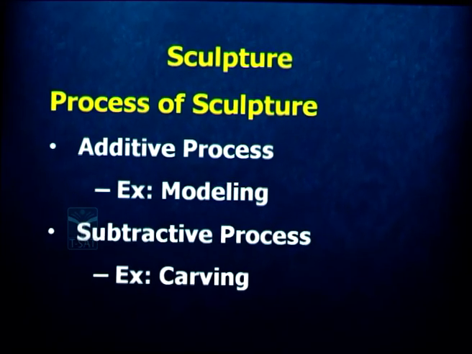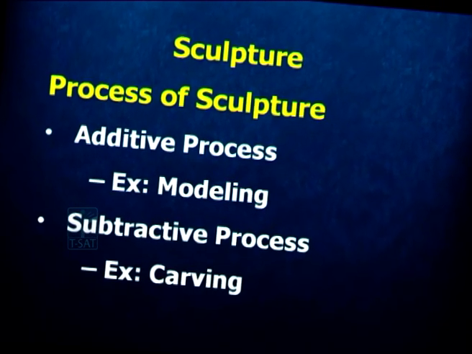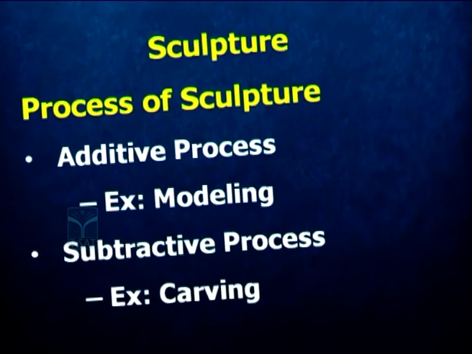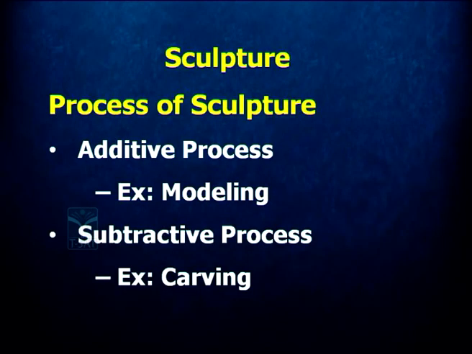So what are the processes of a sculpture? Sculpture can be made in an additive process. For example, you make a sculpture out of clay. What you do when you make a sculpture out of clay is you add clay. You make form by adding clay, right? So you are adding, which is why it is additive. And another is the subtractive process. Subtractive process is where you are subtracting, you are removing. So carving, whether it is stone carving or wood carving, is an example of subtractive process.